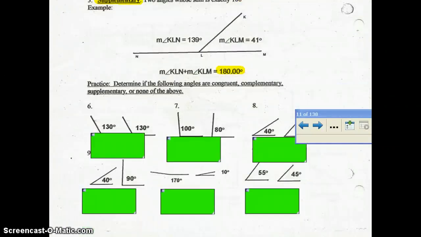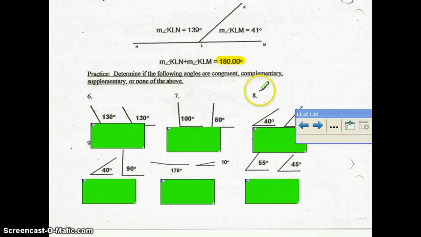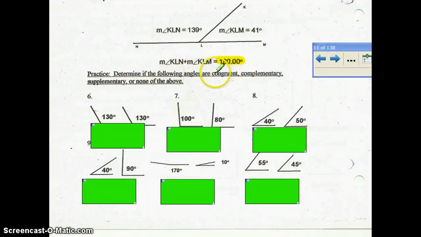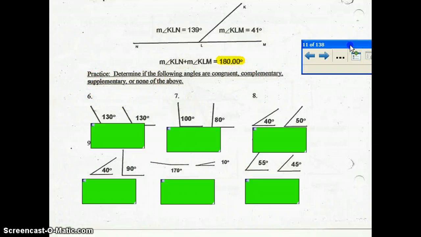Right now, I want you to pause the video and practice questions 6 through 11, and then I want you to press play to check your answers. You're going to determine if the following angles are congruent, complementary, supplementary, or none of the above. Press pause now.